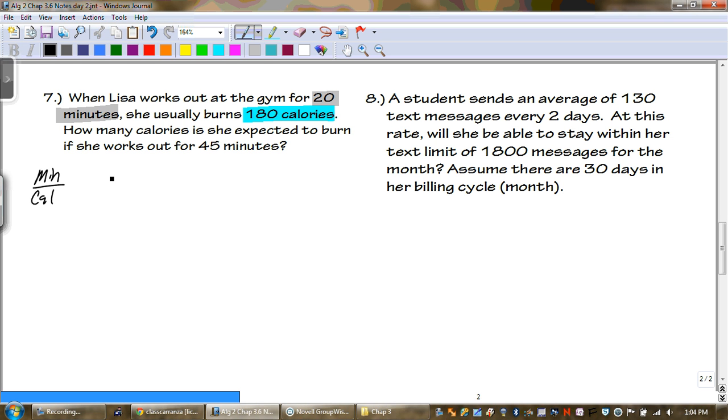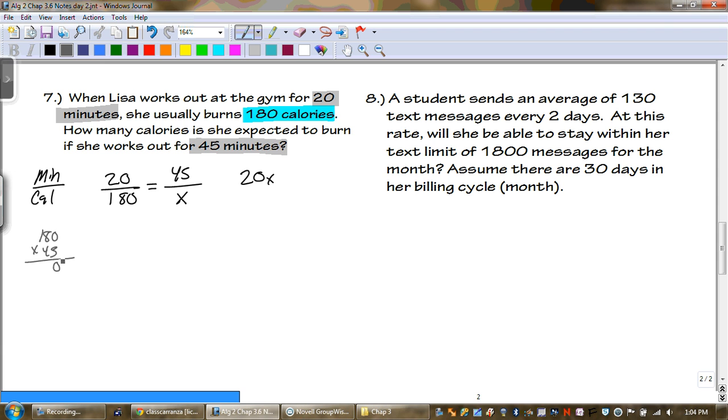The first one said that for 20 minutes she burned 180 calories. And then it tells us that she worked out for 45 minutes. So how many calories did she burn? Okay, so this one you will have some work to do, because when you cross multiply, you get 20x, but we have to do 180 times 45.